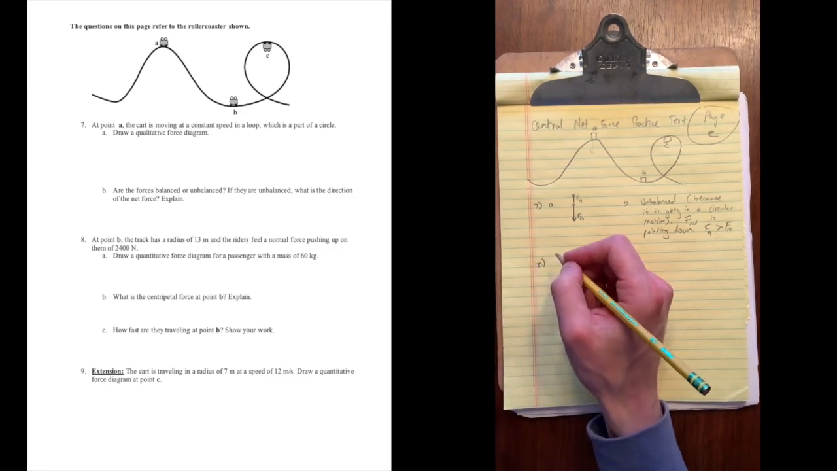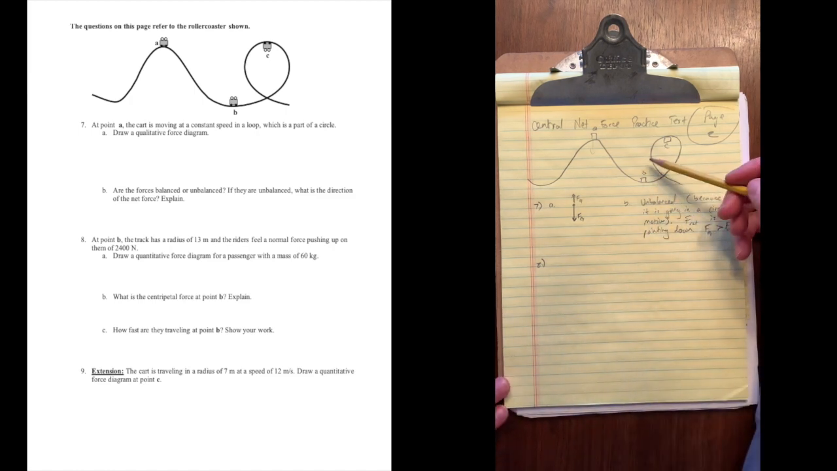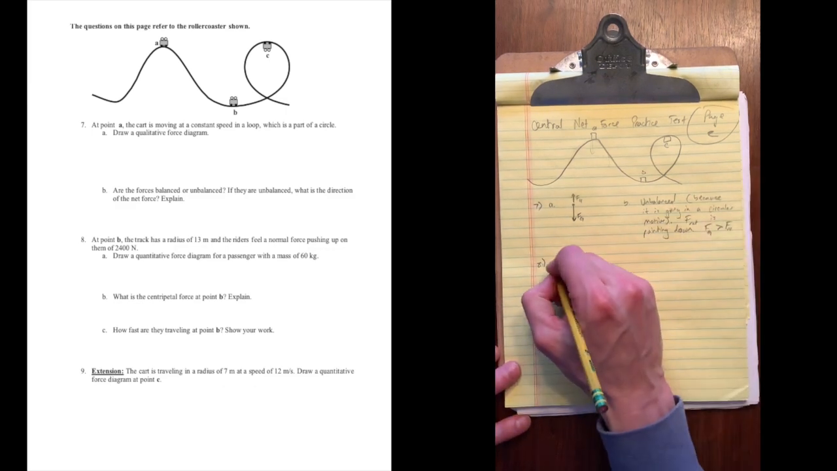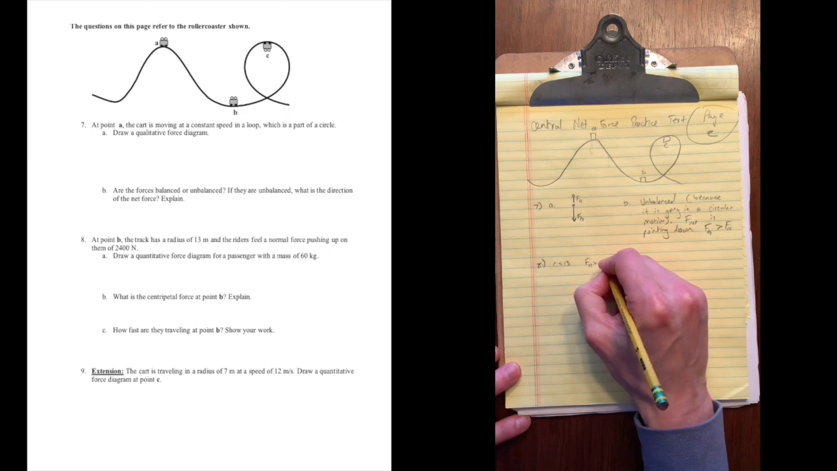8. So here's where we actually get into numbers and doing some calculating. So at point B, so we're here. This is part of a downward curve. So the central net force is pointing down. This is part of an upward curve. So the central net force is going to point up. So we got some numbers. Radius is 13. Normal force is 2,400 newtons.